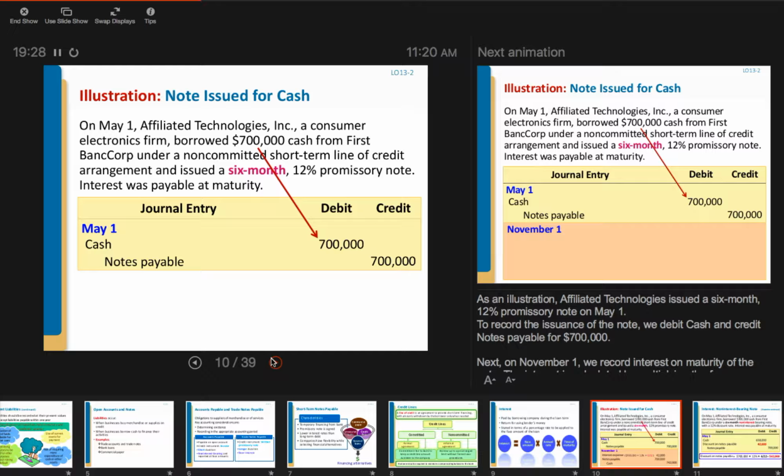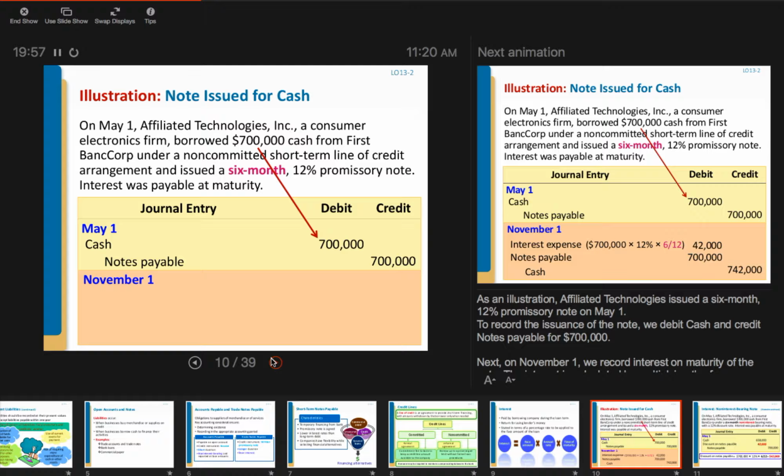Remember, as of the day that a liability is issued that is interest-bearing, or that you have to pay interest on, no interest has accumulated, right? Interest is a factor of time. The amount of interest that you pay is a factor of time. So if no time has passed, then the day that this is done, no interest has accumulated, and that's the only liability that you have.